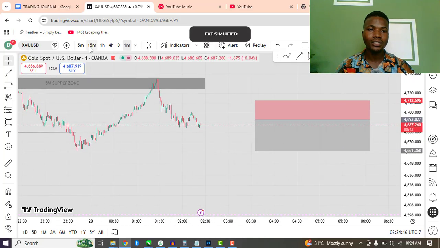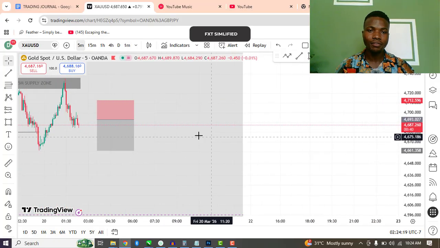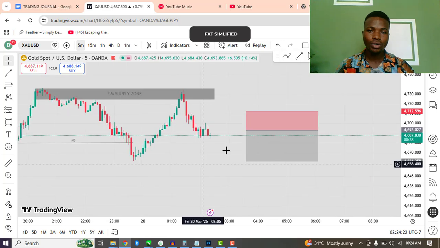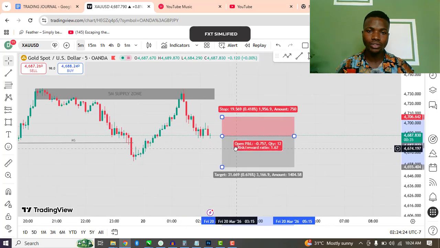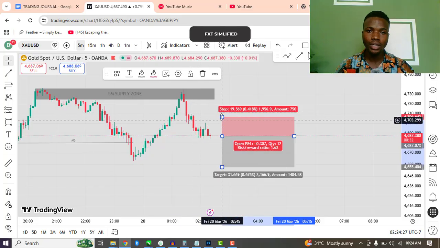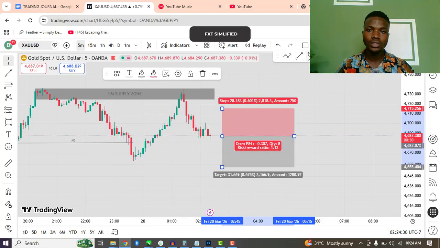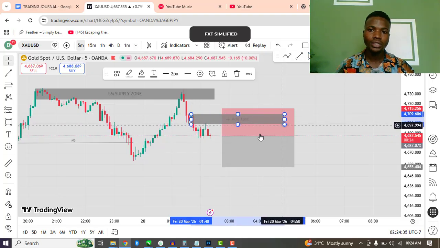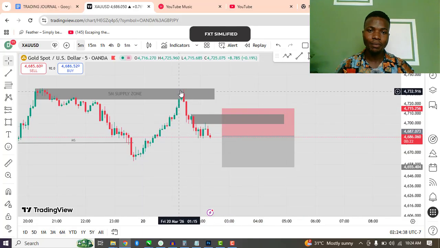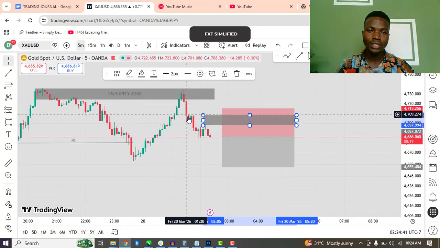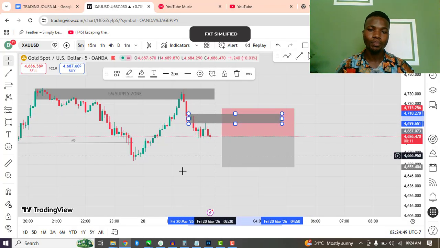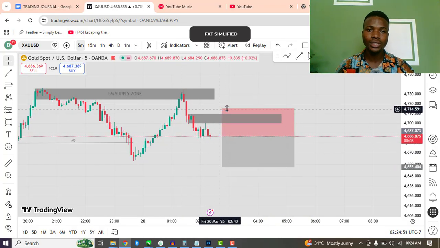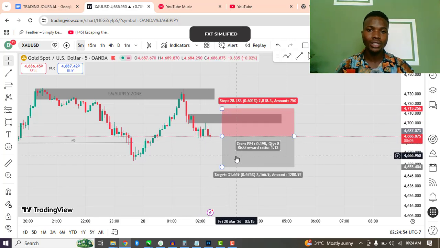So if I enter at this zone, or let me simply go down to 5 minutes again. Coming down to 5 minutes, I can simply enter at this zone and place my stop loss above this zone, because I can call it a 5 minutes supply zone as well. After price came all the way down there, price retraced with this green candle and it continued the selling pressure. So this is my stop loss above the 5 minutes supply zone and I'm entering this trade around this area.